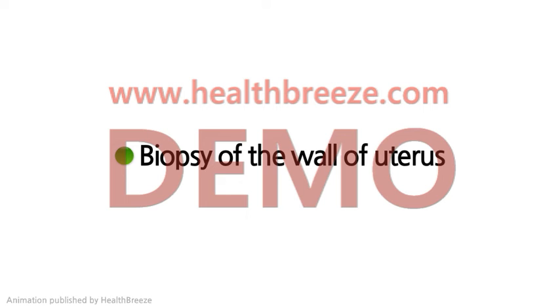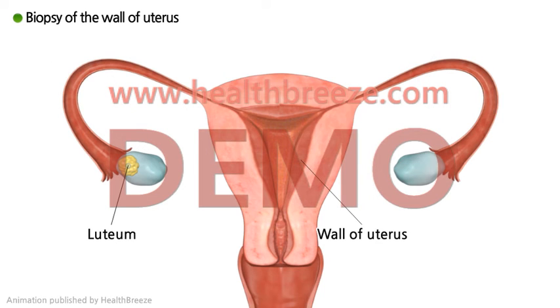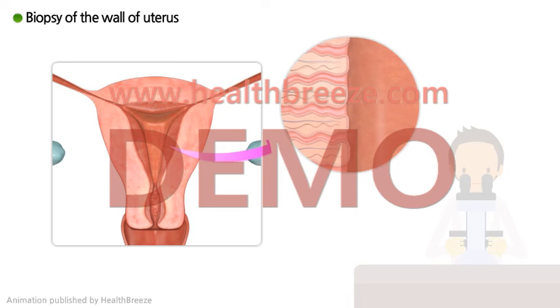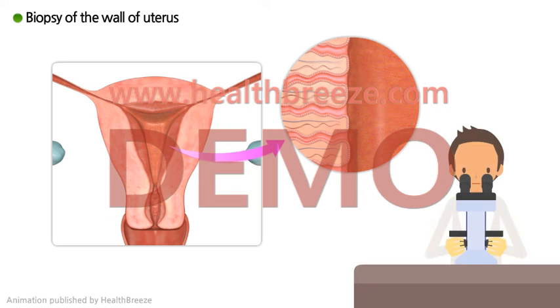Biopsy of the wall of the uterus. The wall of the uterus is thickened by hormones until the start of menstruation in order to receive implantation. Take tissues of the wall of the uterus several days before menstruation and observe those tissues using endoscopy. Endometrial proliferation influenced by hormones can be observed.